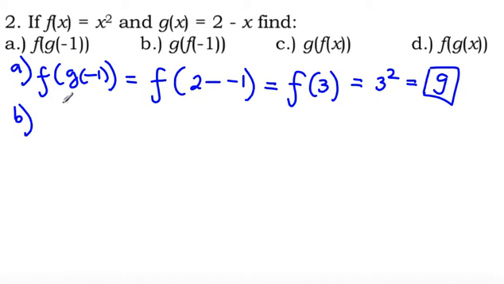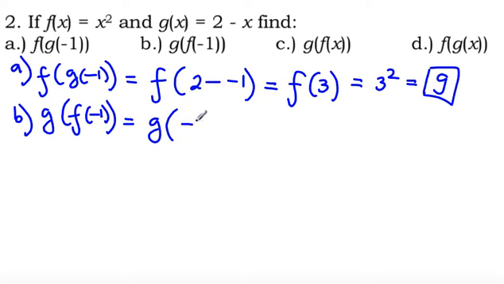In question B, it's similar. However, this time, again, you have to remember the inside function has to be done first. And in this case, I will have to apply function f first. So what is the image of negative 1 according to function f? So if I work out the inside function first, I will have x squared.